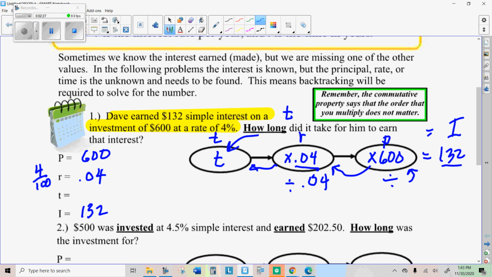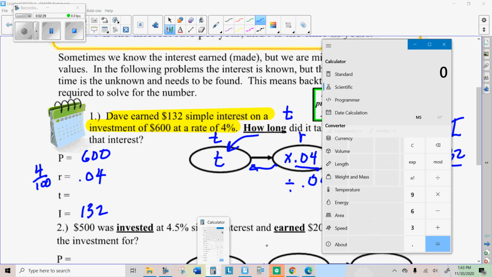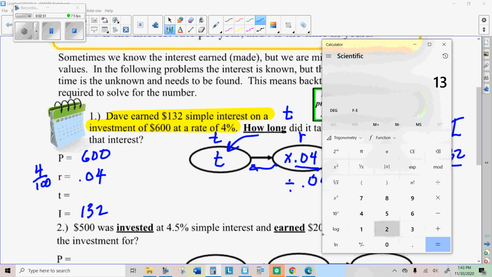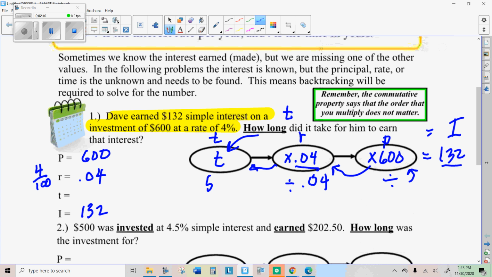So I'm going to do 132 divided by 600. Get my answer to that. That was the first step. And I'm going to divide that by 0.04. And that's 5.5, which is my time.